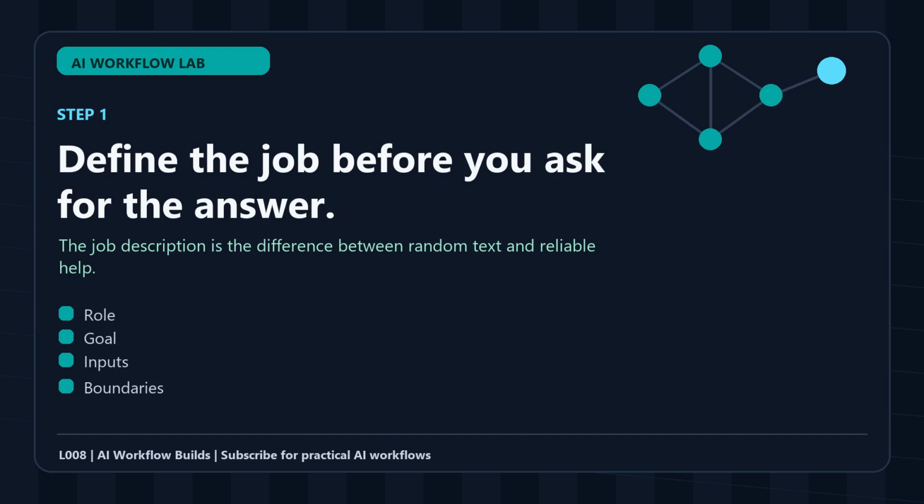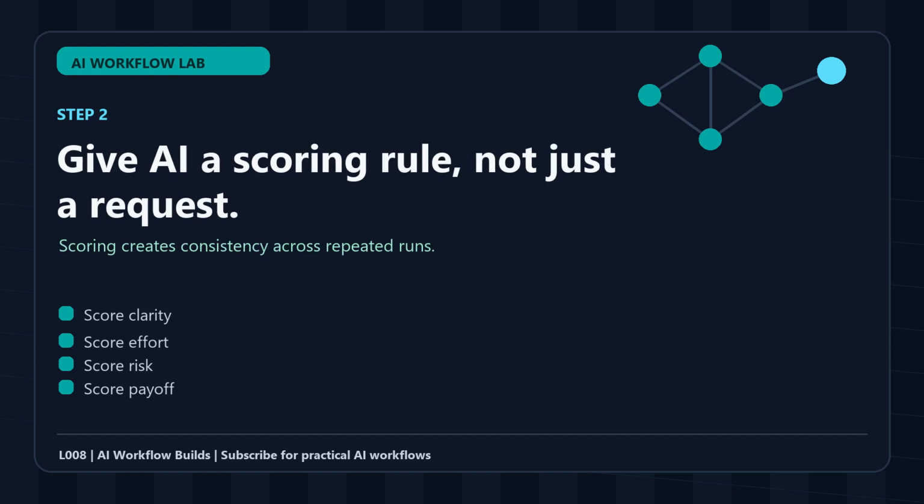Step 2 is the scoring rule. A request asks for output. A scoring rule tells AI how to choose between possible outputs. That is where the workflow becomes repeatable. For from messy inbox to clean, an AI email system, I want the assistant to score each option across clarity, effort, risk, and payoff. Clarity means the next action is easy to understand.